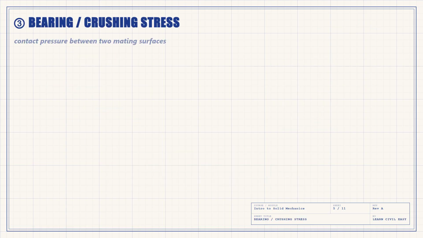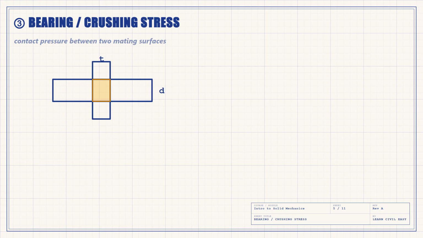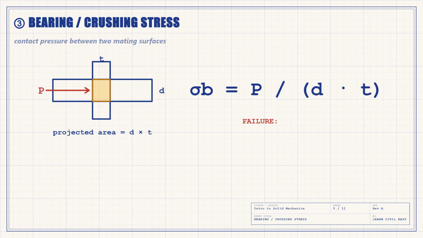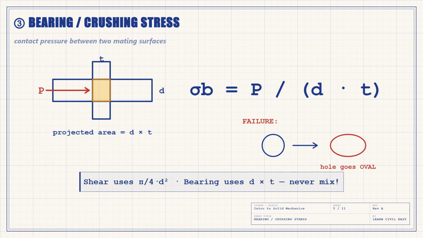Third type, and the one students mix up most: where the rivet presses against the plate hole. There's a contact pressure between the two surfaces. We call it bearing stress or crushing stress. Here's the catch. We do not use the curved contact area, we use the projected area, the diameter times the plate thickness, d times t. And if bearing stress is too high, the plate yields and the hole stretches, it goes oval. That's bearing failure. So watch this carefully. On one single rivet, shear and bearing give two different stresses because they use two different areas. Shear uses pi by 4 d squared, bearing uses d times t.